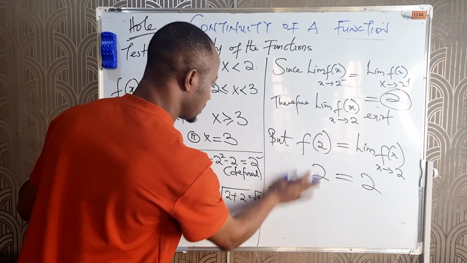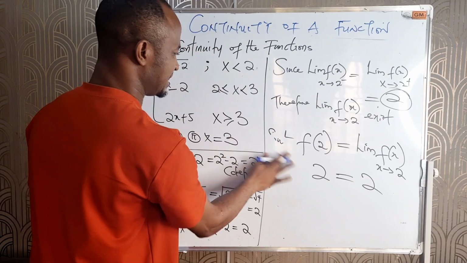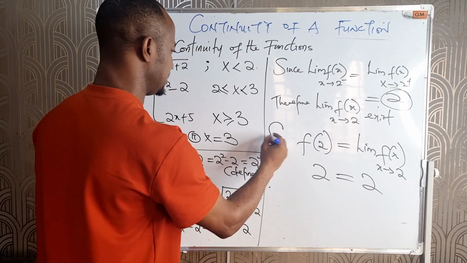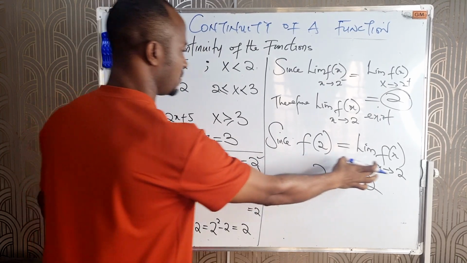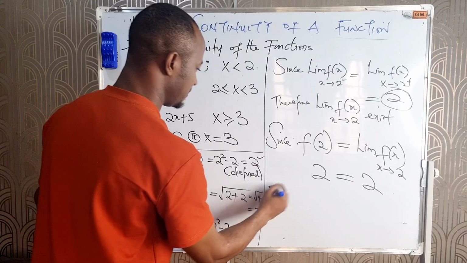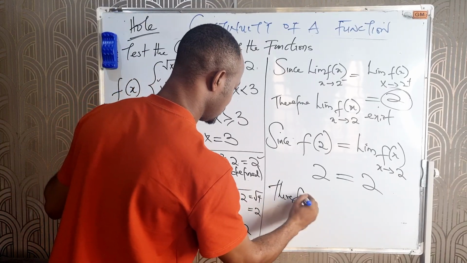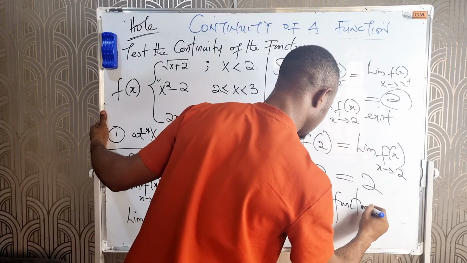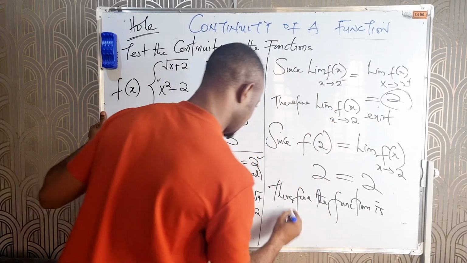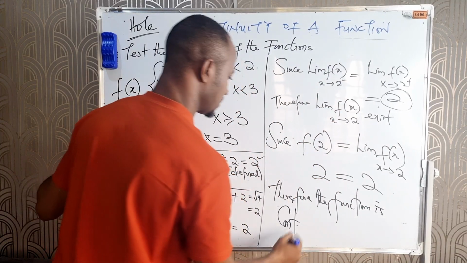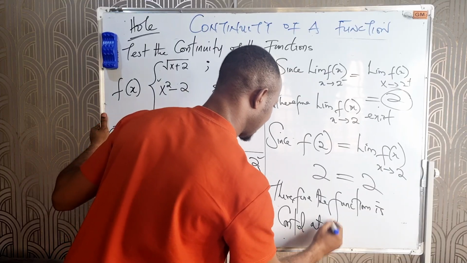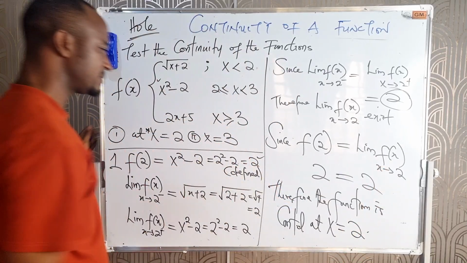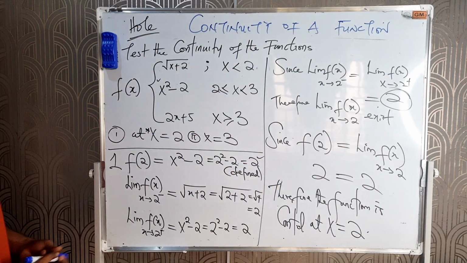Let me just say since, instead of saying but, since f of 2 equals the limit of f of x, therefore the function is continuous at x equals to 2. Is continuous at x equals to 2.